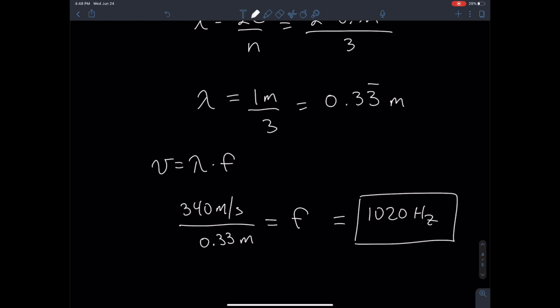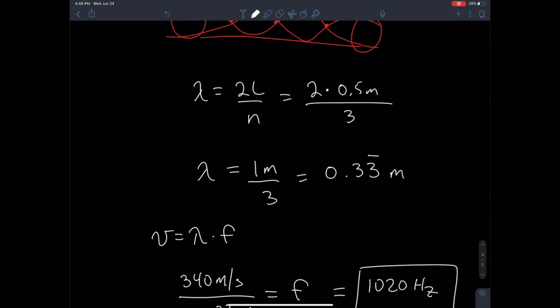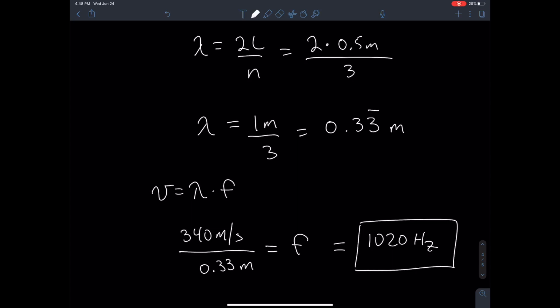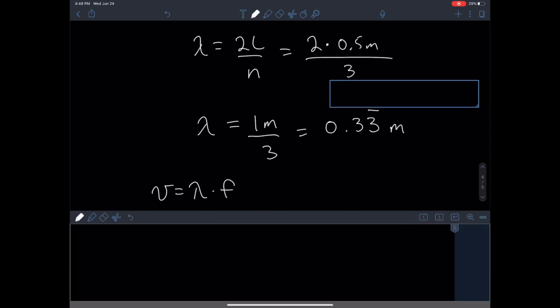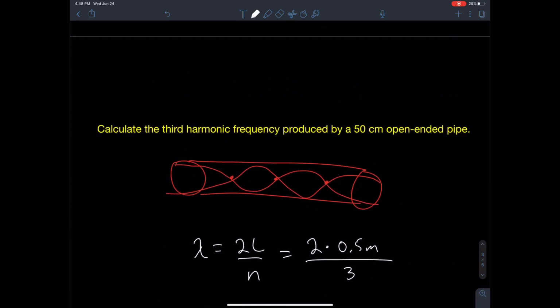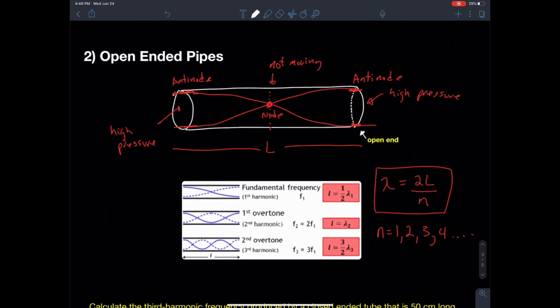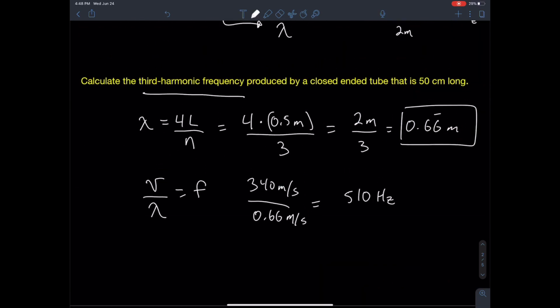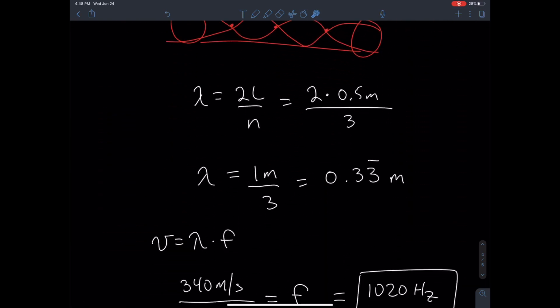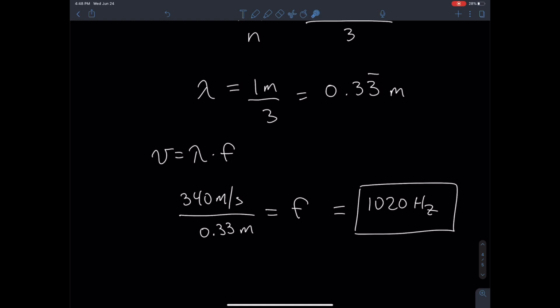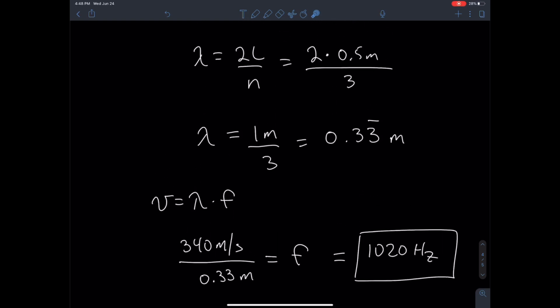So you can see that the frequency generated by this 50 centimeter pipe is different than the frequency generated by the closed-ended pipe. If I go back up to the closed-ended pipe that was the same length, here we go, we found out that the third harmonic frequency is 510 hertz for a closed-ended pipe, and the open-ended pipe is going to make a higher frequency sound. So the closed-ended makes a lower frequency, the open-ended makes a higher frequency sound. And that's basically how we do our calculations.